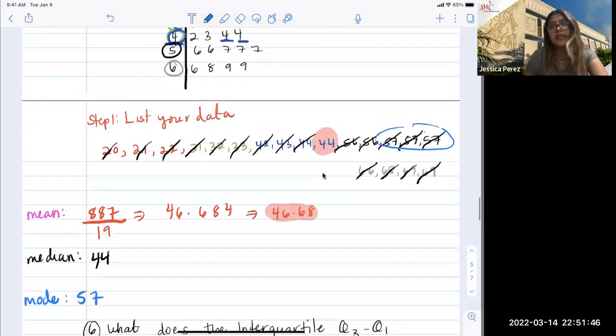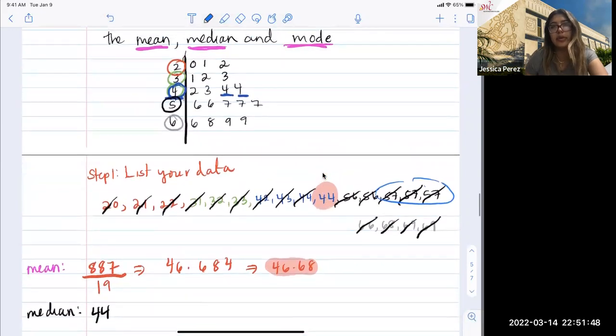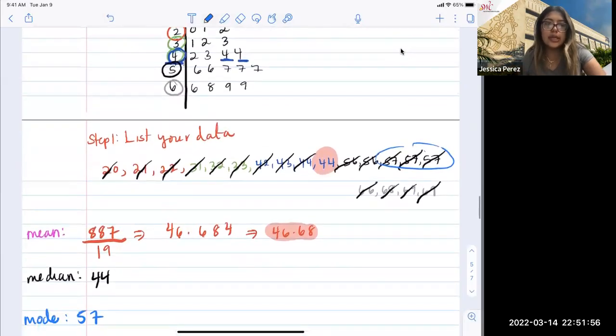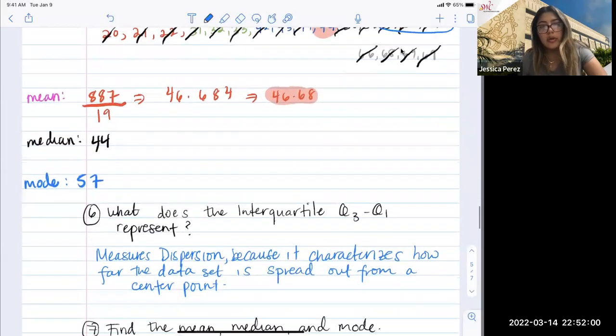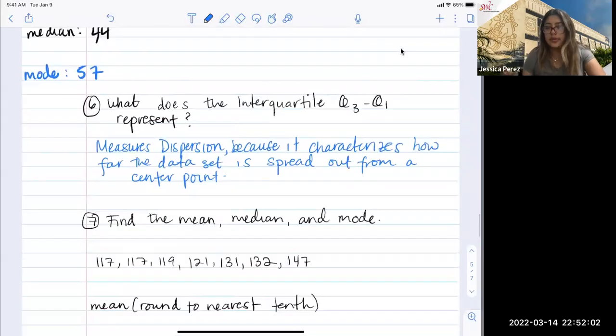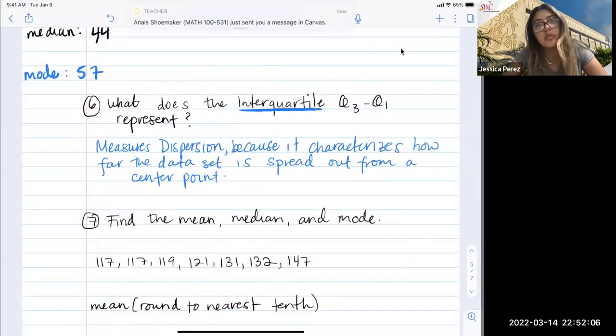My mode is 57. 57 repeats 3 times. That is the mode. All right, scrolling down. I hope everything is making sense so far. What does the interquartile represent? The interquartile range is what's going on between Q3 minus Q1.